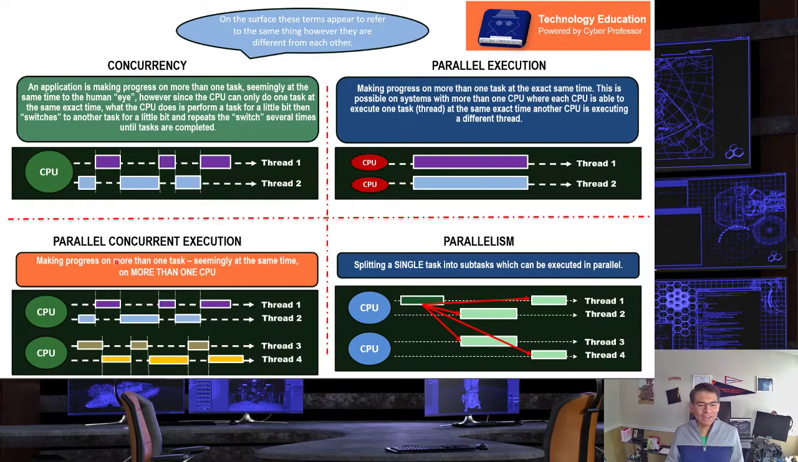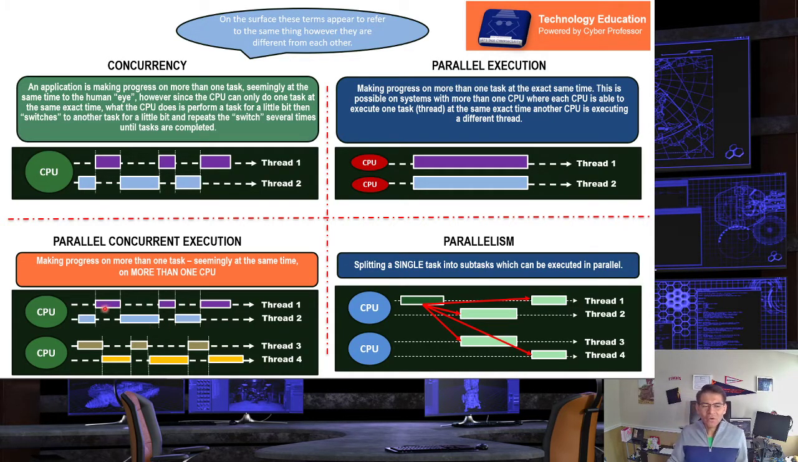So now we have two CPUs, similar to parallel execution, and it could be more than two. It could be 4, it could be 8. You come up with the numbers. So it could be more than two CPUs, but at least two. If you have at least two CPUs, then you may have parallel concurrent execution, making progress on more than one task, seemingly at the same time on more than one CPU.